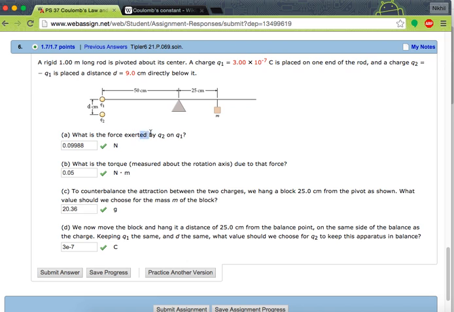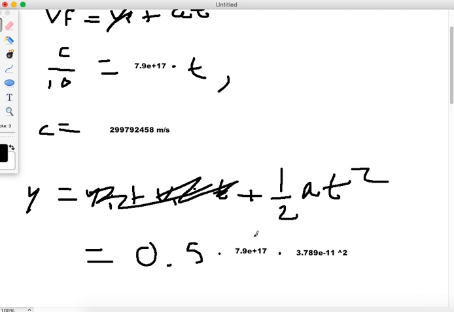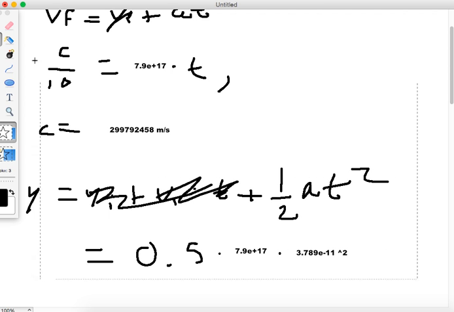Part A. What is the force on Q1 by Q2? This one is simple. The electrostatic formula. Let me delete this quickly.